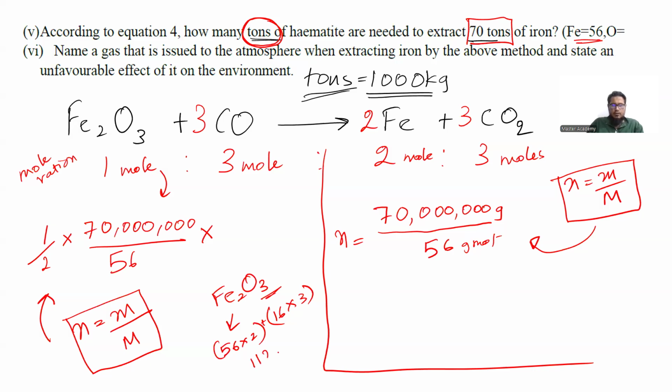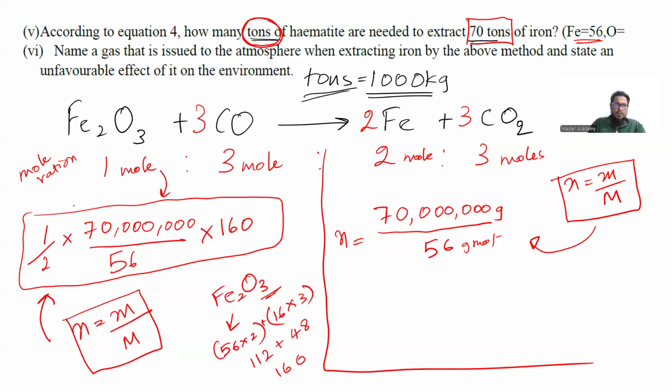56, 56, 112, plus 6, 12, 18, 48. When you add these two, you will get 160. Then 70 into 160. If my multiplication is wrong, just correct me. Then multiply. The answer you get here is the final answer. It's not the final answer.